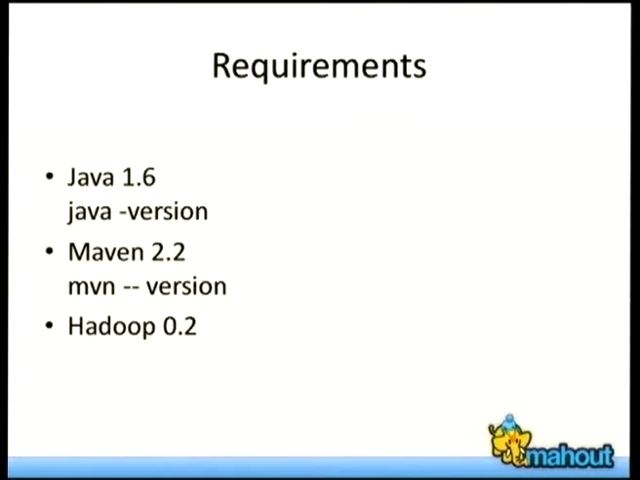Now I'm basically just going to look at getting you up and running to actually try some of this yourself. Java 1.6. If you're planning on building from source yourself, you're going to need Maven, which is a build tool and a dependency tool for Java. And you're also going to have to download Hadoop.